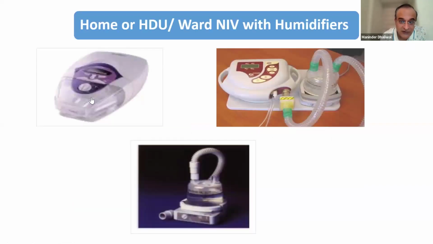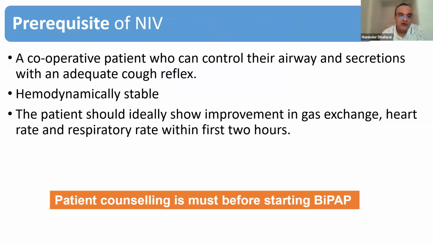And you should have these humidifiers. If humidifiers are not there, you can connect heat moisture exchangers like this. But if humidifiers are there like this, make sure the machine remains static on the table. If you tilt this machine, the water will go inside and destroy the machine. So it's very important in these NIVs with humidifiers that they be on a firm, stable surface which does not tilt.